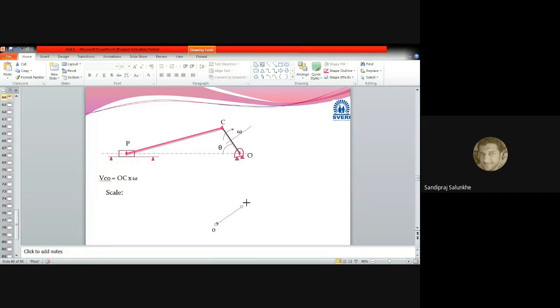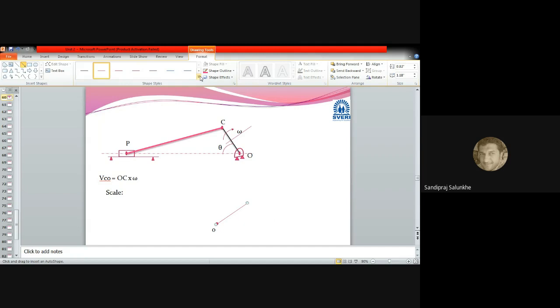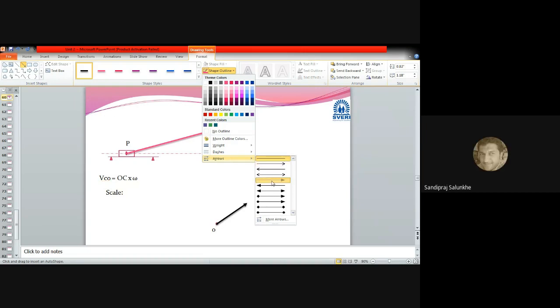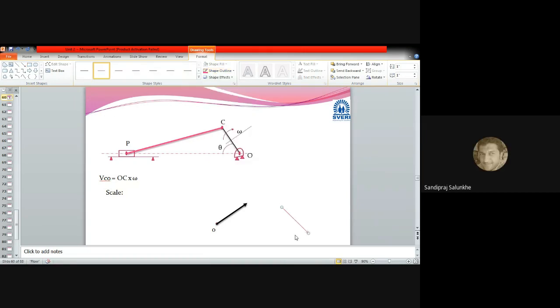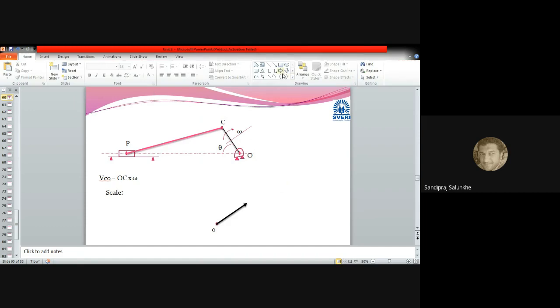With scale, you have to draw one vector which will be perpendicular to OC. Right? Yes. Okay, that was expected from you. This vector will be equal to the value we get from multiplication of OC with omega, taking the scale. So here we get the point C, and this will be the velocity of C with respect to O.